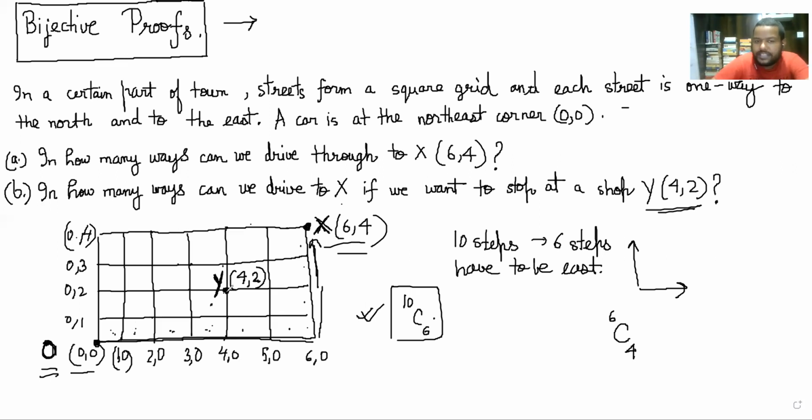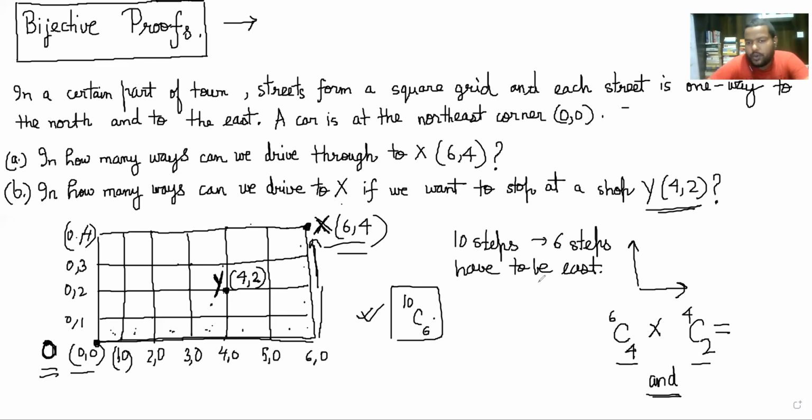Now, after you have reached this, you still have to go to X, right? From Y to X, there are 4 steps involved, 2 north and 2 east. So you multiply with 4C2, because it is the product principle: first you have to do this and then you have to do this, and you have an "and" statement in between. You have to take both the steps. So it is the product principle, and this will be the answer for part B.